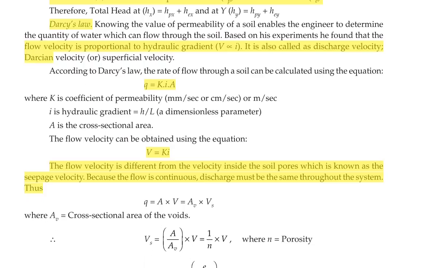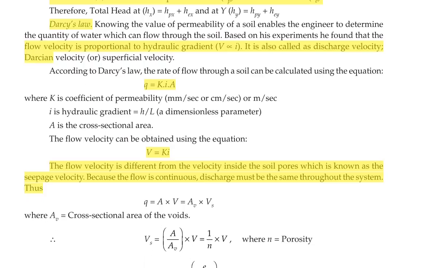The coefficient of permeability is expressed in terms of millimeter per second or centimeter per second or meter per second. I is the hydraulic gradient, that is equal to H by L. It is a dimensionless parameter, where A is the total cross-sectional area. Again, the flow velocity can be obtained using the equation V equal to KI, where the coefficient of permeability K is equal to V divided by I.